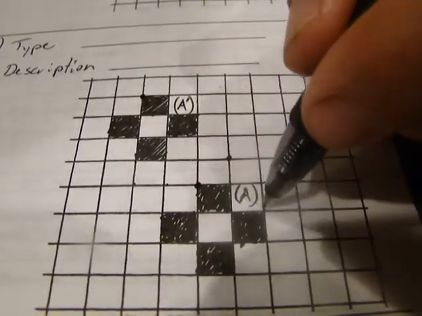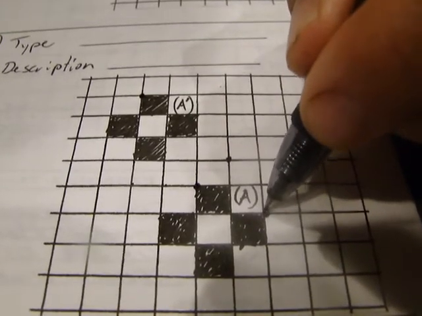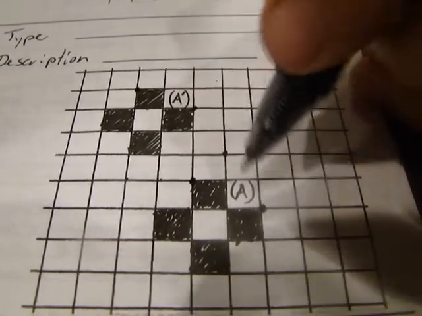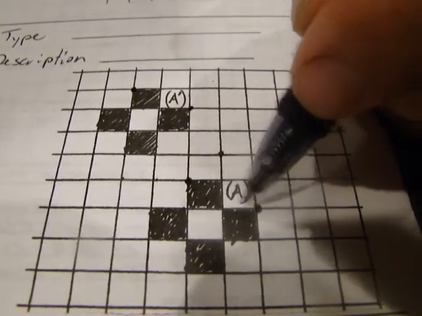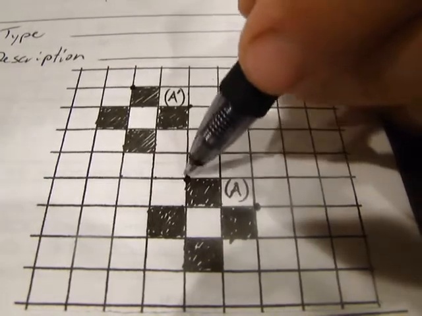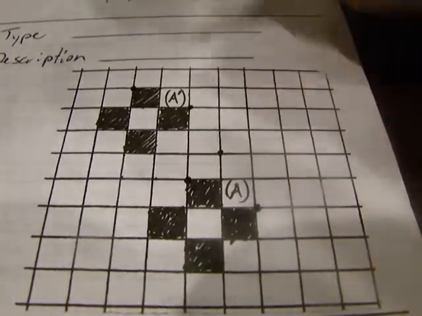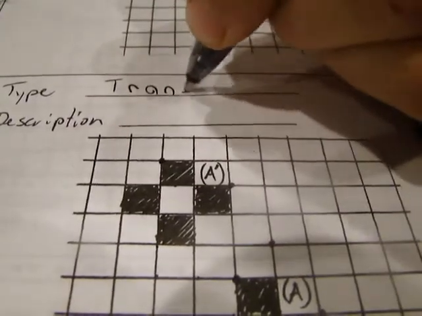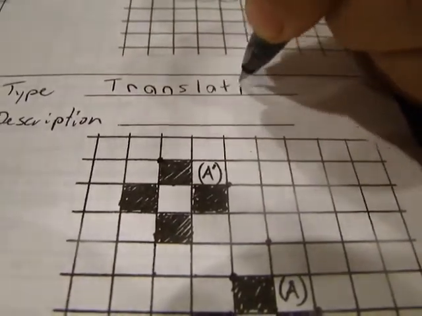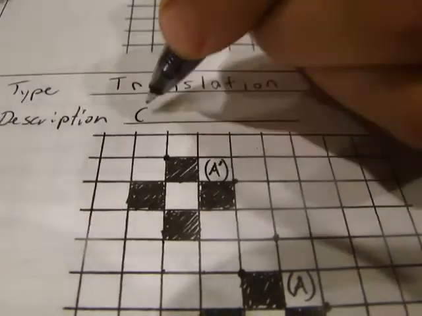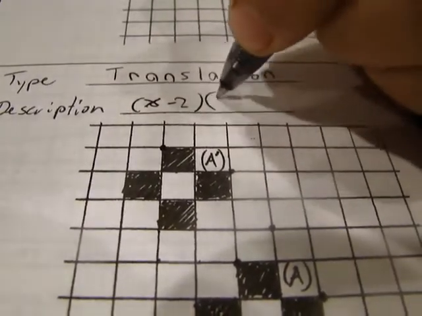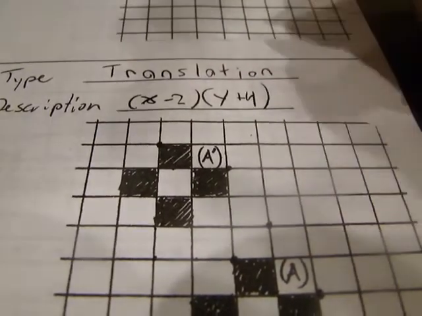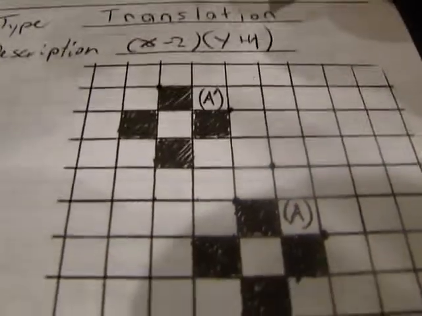Just to check, all corresponding parts should do the same thing. So from here to here should also be x minus 2, y plus 4. Let's try it. X minus 2, 1, 2, y plus 4, 1, 2, 3, 4. Sure enough, we got it. This one is a translation, and it's going to be x minus 2, y plus 4 to describe that translation.